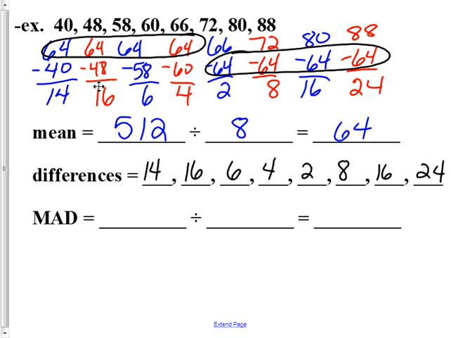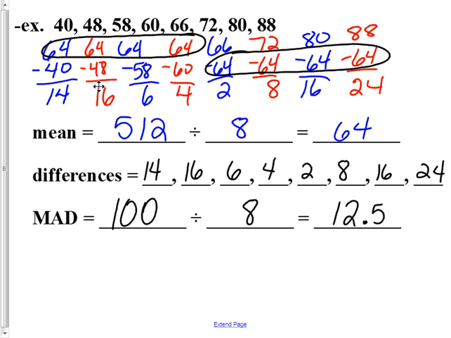I've got the differences, so my next step is to find the mean of those differences, and that's going to be my mean absolute deviation. If I add together all 8 of those numbers, I get 100. 100 divided by 8, because there are 8 pieces of data, is 12 and 5/10. So the mean absolute deviation of that set of data is 12 and 5/10.